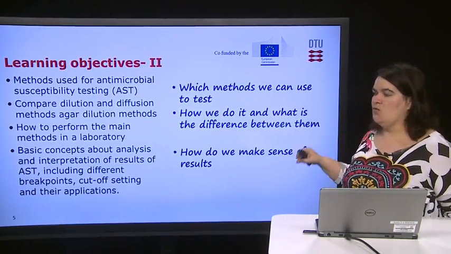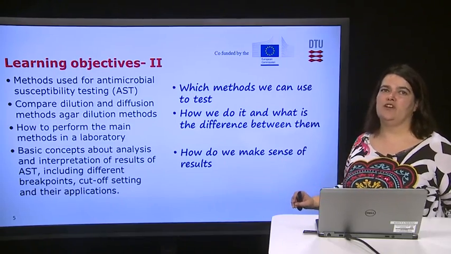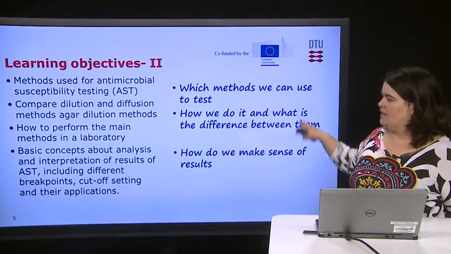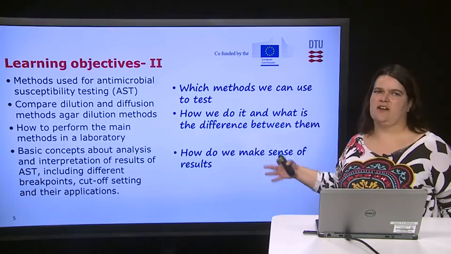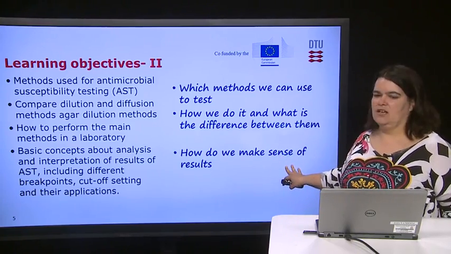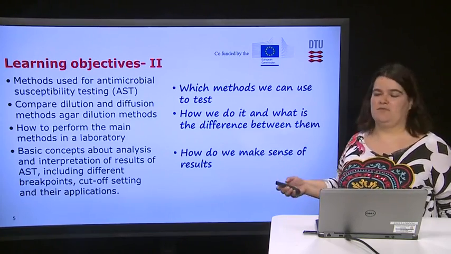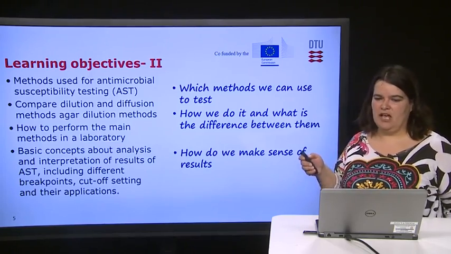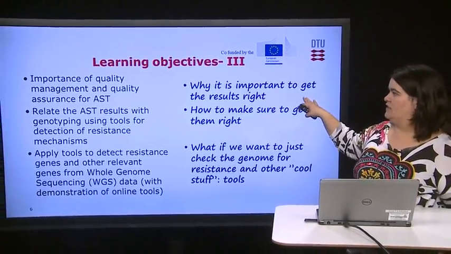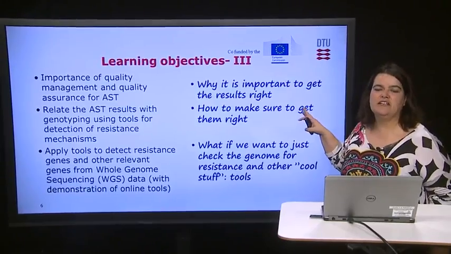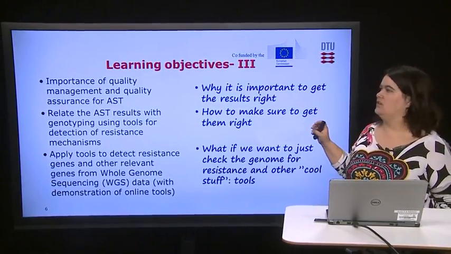And how, in the end, you also make sense of the results, because then we have a module on interpretation of the results. Depending on the method you get, you will get results, and you need to make sure that your results are interpreted in the best way so that you can use them in different settings. So as part of this, getting the results well and interpreted, you also need to make sure that they are really right. And that's all about quality management and quality assurance.